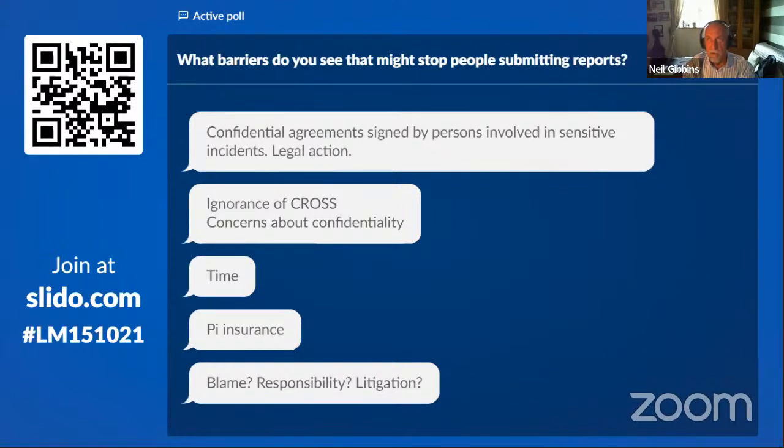You're not in contract with Cross. If anyone would like to expand on that, if they have the ability through this system, but all Cross reports that are published are checked to ensure that Cross is not likely to come into legal difficulties. And that follows into the last point about blame, responsibility and litigation.